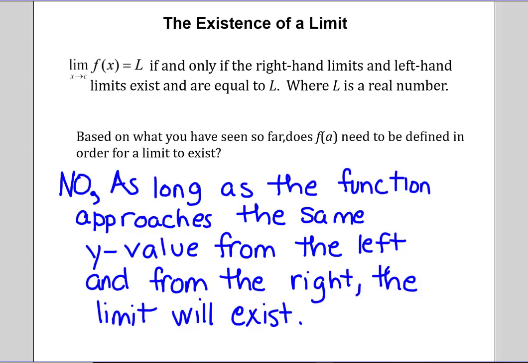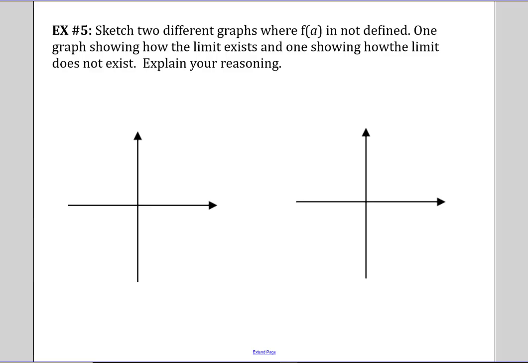And then in our final example, we want to draw two different graphs where the y value is not defined. One graph shows how the limit exists, and one graph is going to show how the limit does not exist. And we need to explain our reasoning using those three conditions.